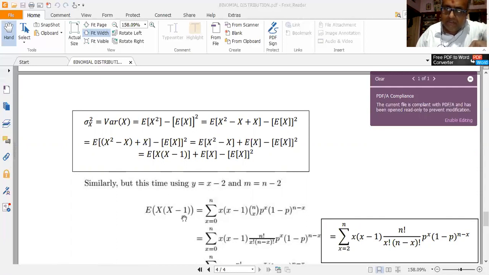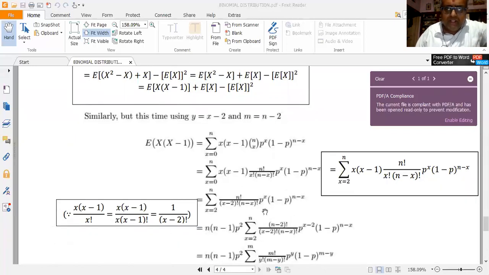So summation x equals 0 to n of x into x minus 1 into p_X of x. Here p_X of x is nothing but the binomial distribution PMF, so that's what I have substituted here: nCx p to the power of x into 1 minus p whole to the power of n minus x. Or instead of 1 minus p, I can put q to the power of n minus x also. That's also allowed. Now substitute for nCx. We know that nCx is given by factorial n divided by factorial n minus x into factorial x. I have only substituted for nCx, so this is equal to factorial n by factorial x into factorial n minus x.